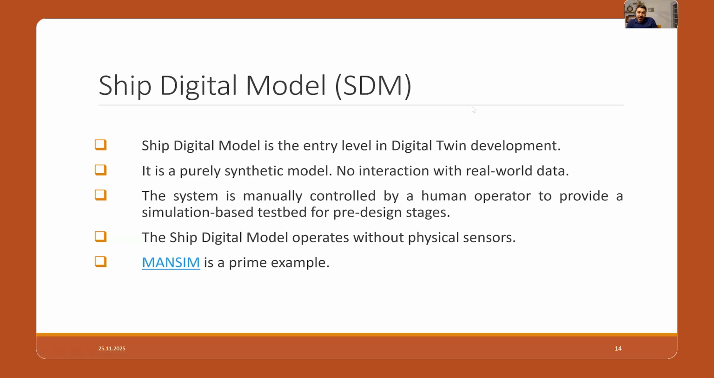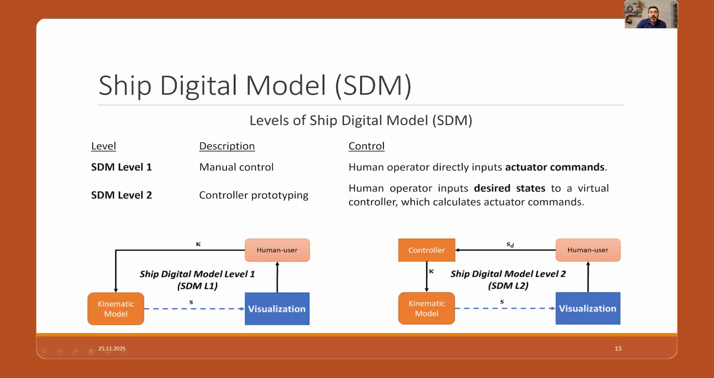Back to the presentation. Okay. We divide the ship digital model into two progressive levels. The ship digital model is abbreviated as SDM. SDM level 1 is manual control. SDM level 2 brings controller prototyping. That means in the first level, the human operator directly inputs actuator commands.